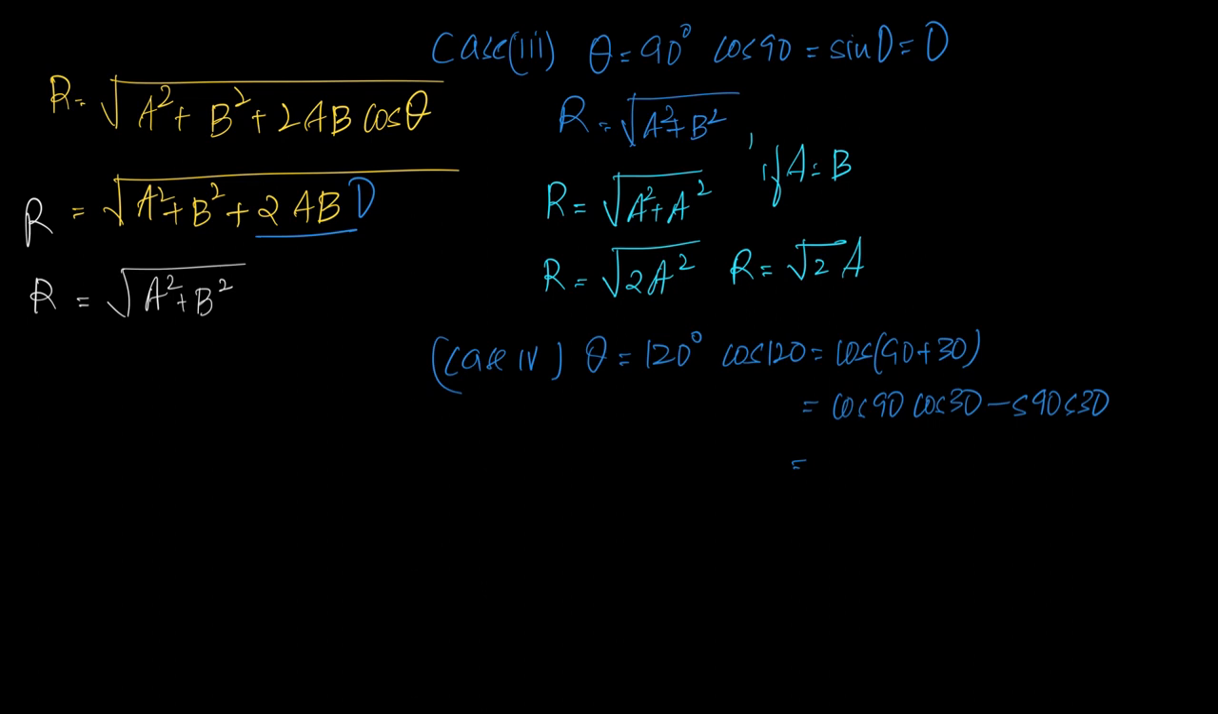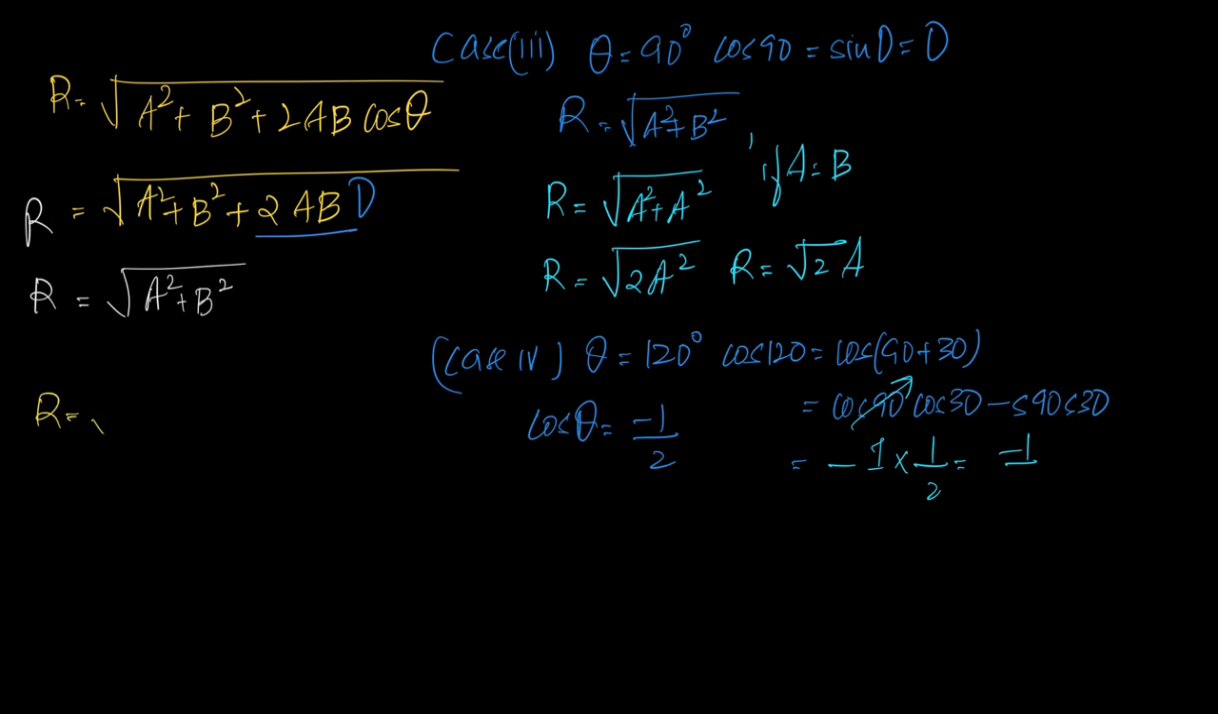Now, what is cos 90? We know that cos 90 is 0. So this will become minus. What is sin 90? Sin 90 is 1. What is sin 30? It is 1 by 2. So cos 120 is minus 1 by 2. So when theta is equal to 120, cos theta is equal to minus 1 by 2.